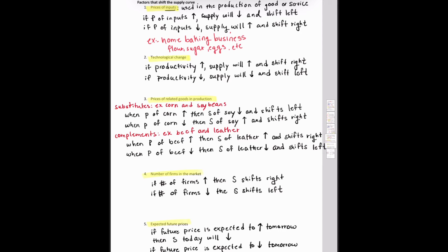Okay, what about technological change? If productivity increases, supply is going to increase and shift to the right. If productivity decreases, supply will decrease and shift to the left. Think about the assembly line. When the assembly line was implemented, it became much easier to manufacture motor vehicles. The supply increased, and we saw a right shift in the supply curve of automobiles.